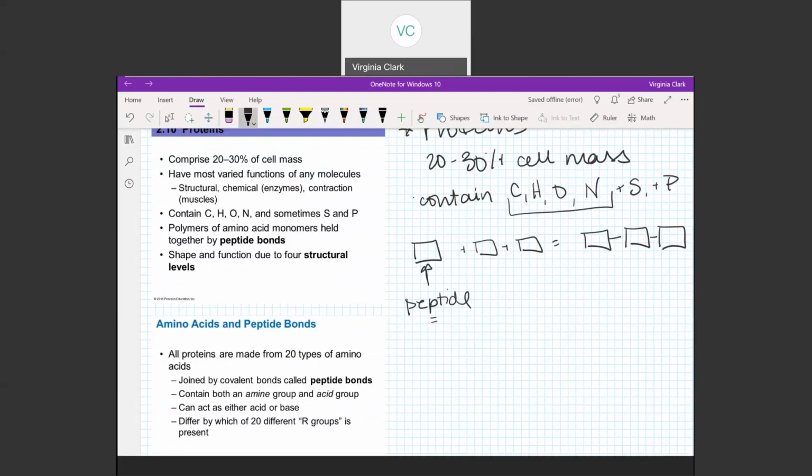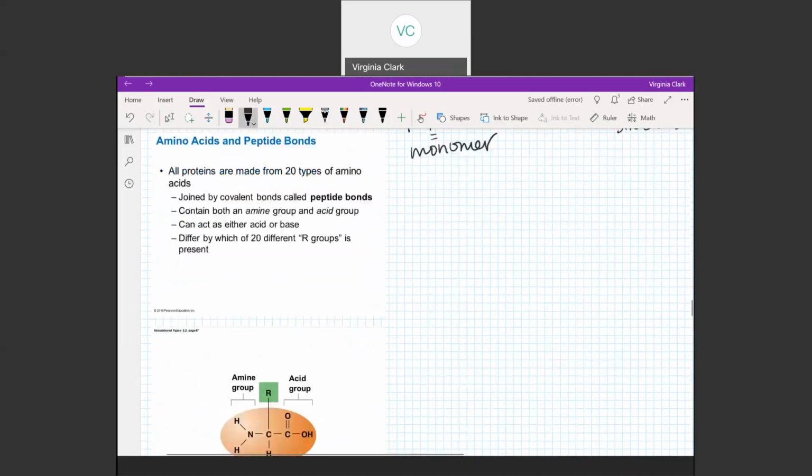So the peptide is the monomer of the protein. And you put them all together, and it's not just going to be one long line like this. There will be different types of structures when they are all put together. And there are 4 different levels of structures when they're all put together, but the monomer is the foundation.